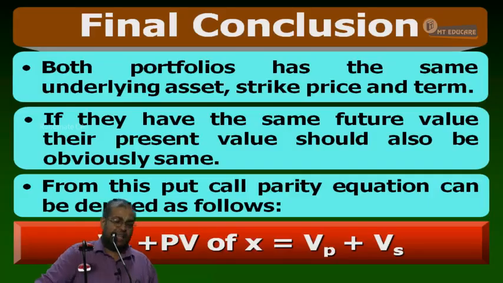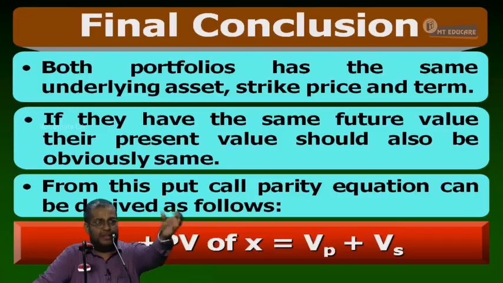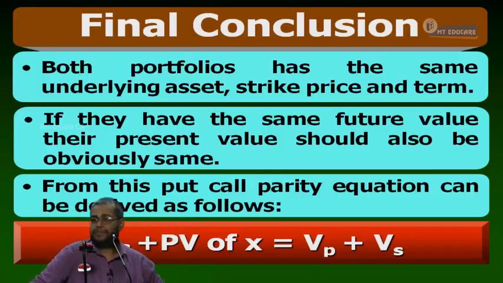If parity is absent, what is present? Arbitrage is present. If parity is absent, arbitrage is present. Can I proceed? Next, point number 6.